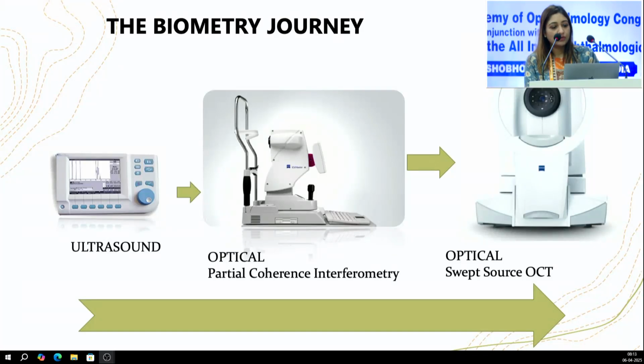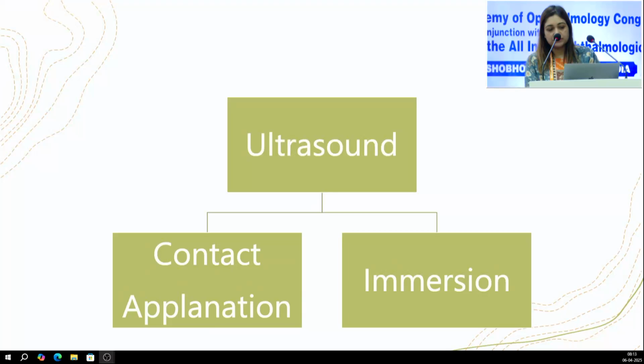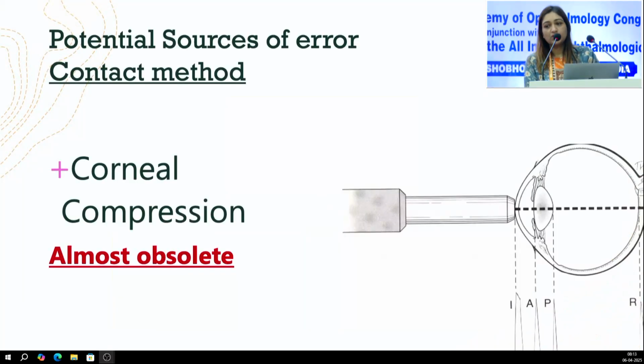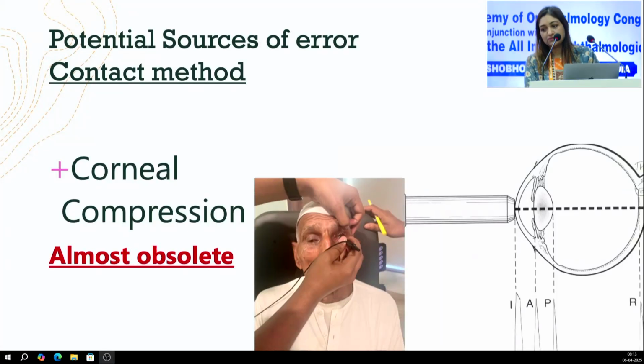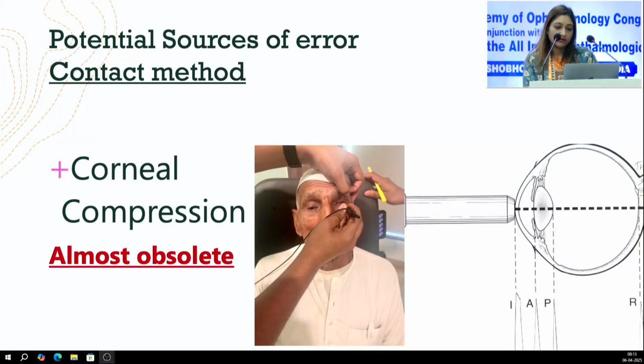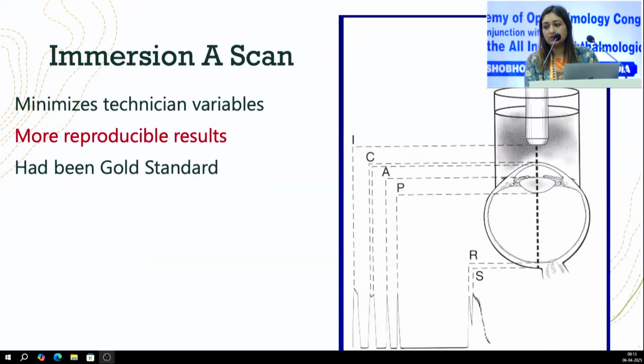So this is how over a period of time the biometry journey is there. It started from the ultrasound biometers, now coming to optical, and latest being the swept source OCT based biometers. So coming to the ultrasound, there are two main important ultrasound based biometers. One is contact applanation and the other one is immersion. Contact is now, as we all know, almost obsolete because it involves corneal compression and it can lead to erroneous measurements.